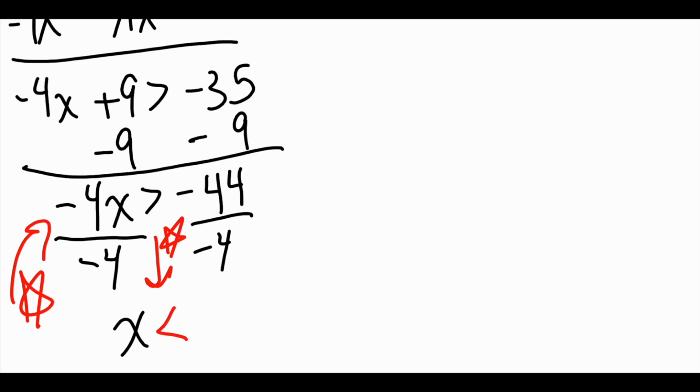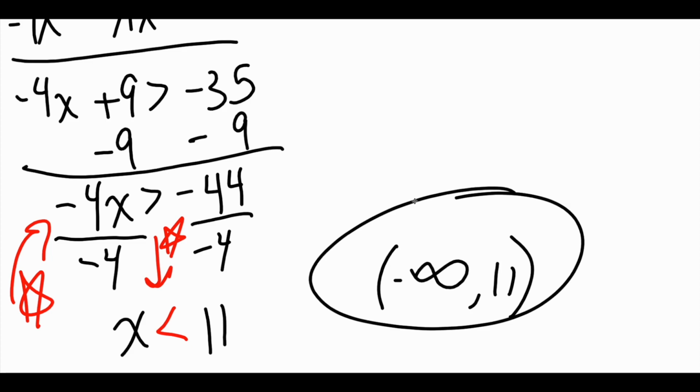I flip the inequality sign. Oops, that's going to be a positive, I'm sorry. Flip the inequality sign, so I now have a positive 11. So x is less than 11. I need to write my final answer in interval notation. All of the numbers less than 11 will look like this.